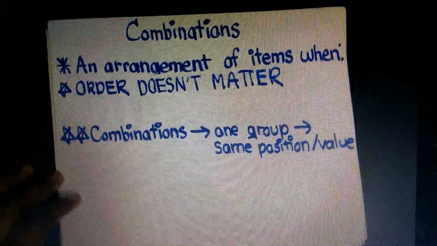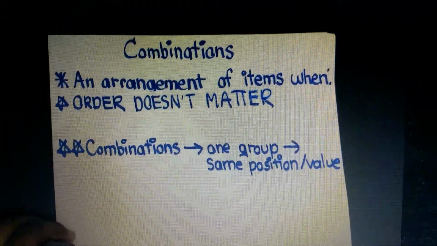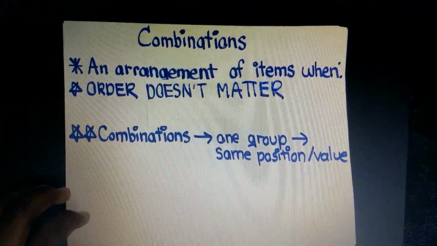Combinations are an arrangement of items when order doesn't matter. You can remember combinations by saying that combinations are one group with the same position and the same value.